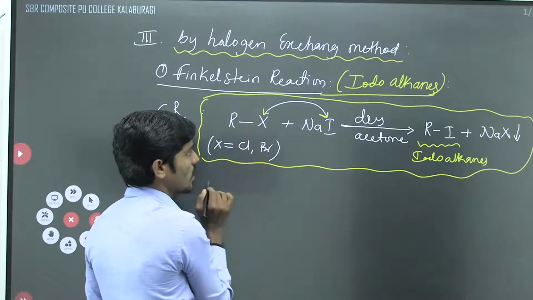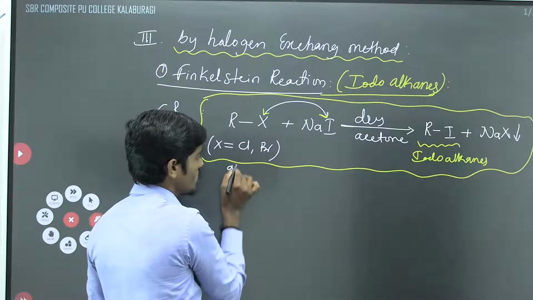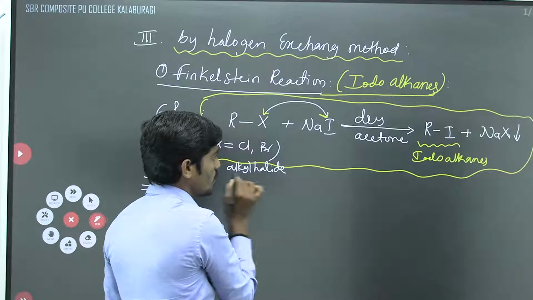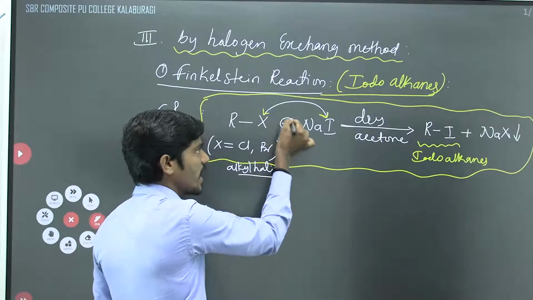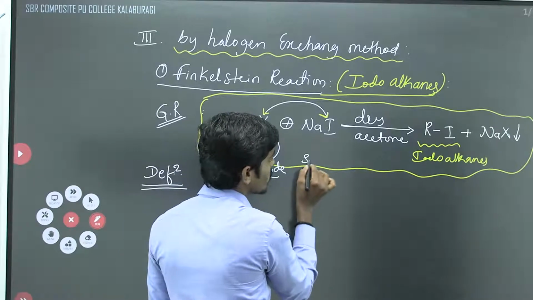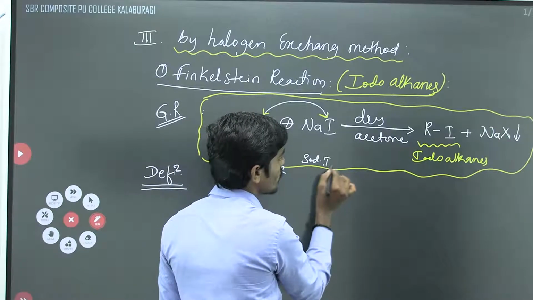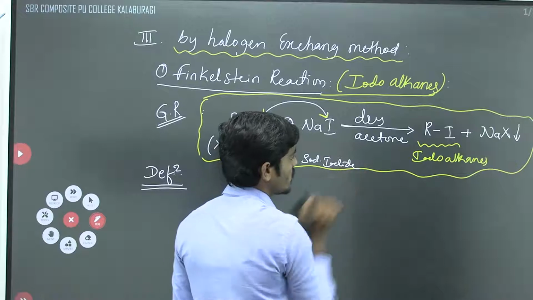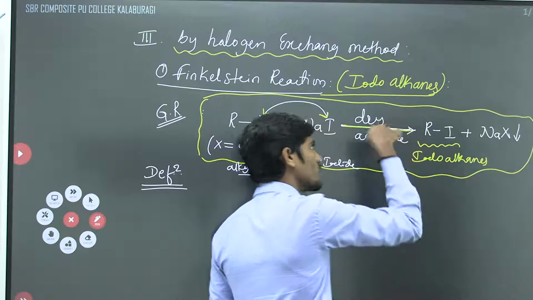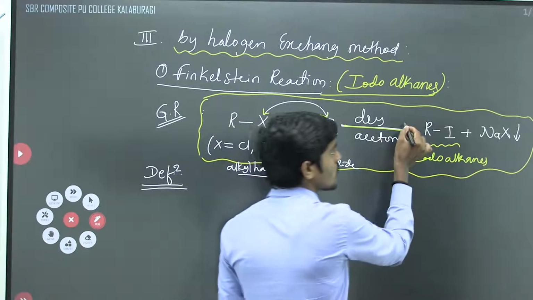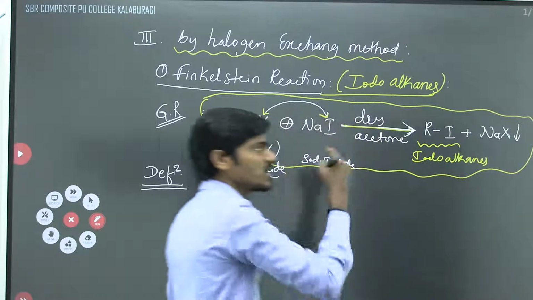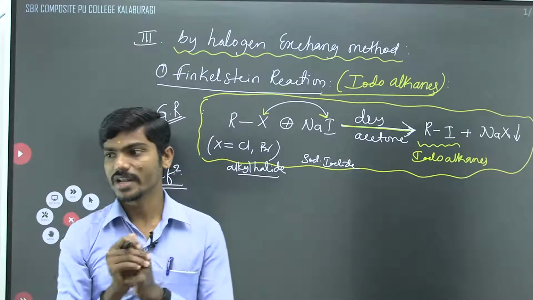Chloro or bromoalkanes, that is, when alkyl halides are treated with sodium iodide in the presence of dry acetone, this gives rise to iodoalkane. This reaction is called Finkelstein reaction.